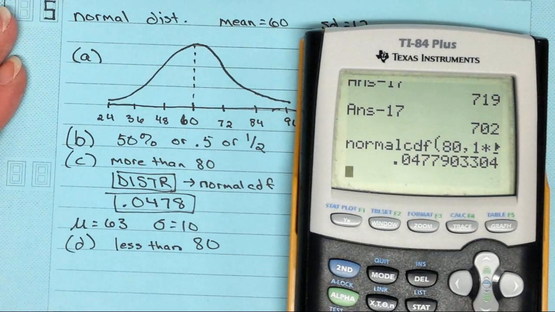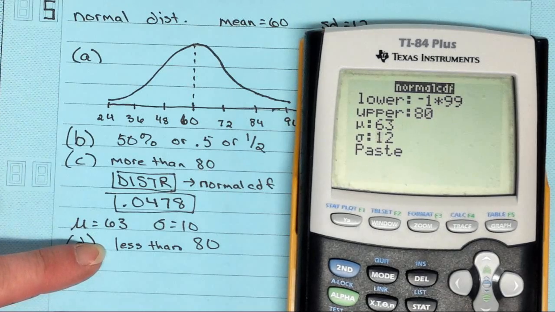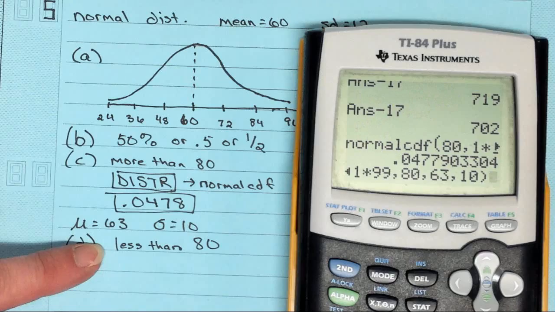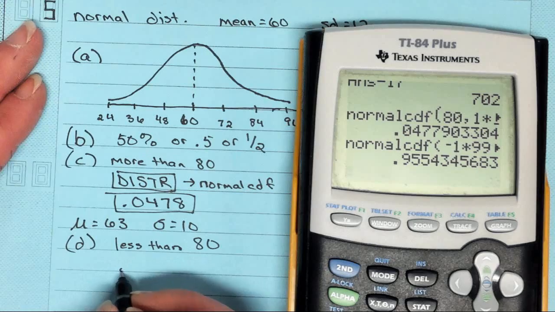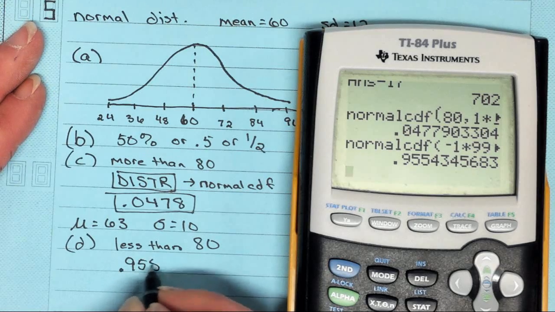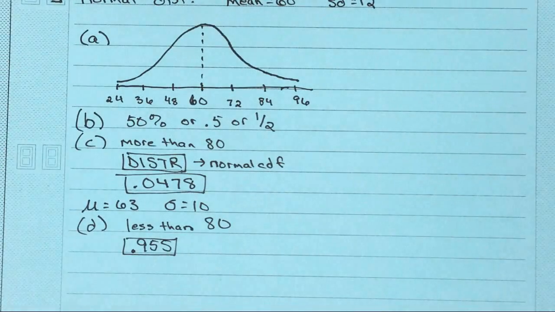So we're going to go back to normal CDF. What's the lower bound this time? Negative infinity, right? Upper boundary is 80 this time. The mean is different. The standard deviation is different. 0.95543, and so on. You could write the whole thing out, or 0.955. So 96% of the people scored less than an 80?